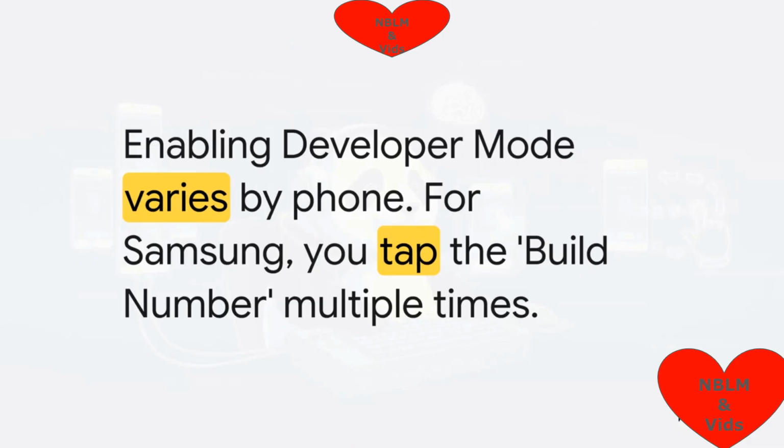That's it. Now, a quick heads up. How you actually enable developer mode can be a little different depending on your phone. On most phones, like a Samsung, you go into your About Phone settings and just tap on the build number like 7 times. A quick search for your specific model will show you exactly how to do it in seconds.